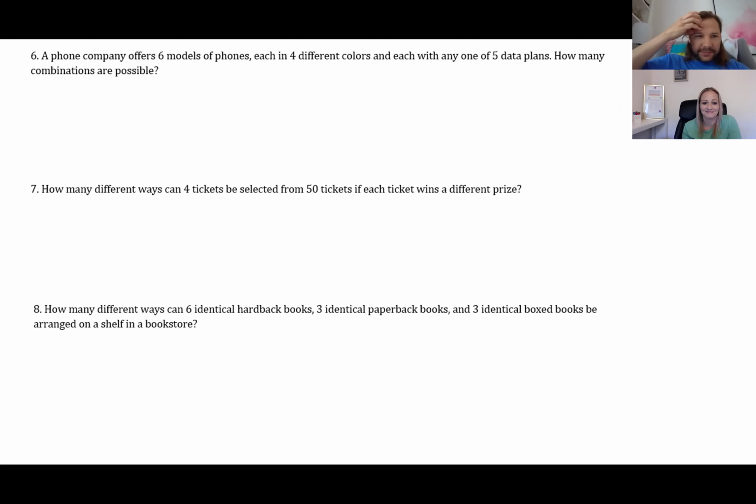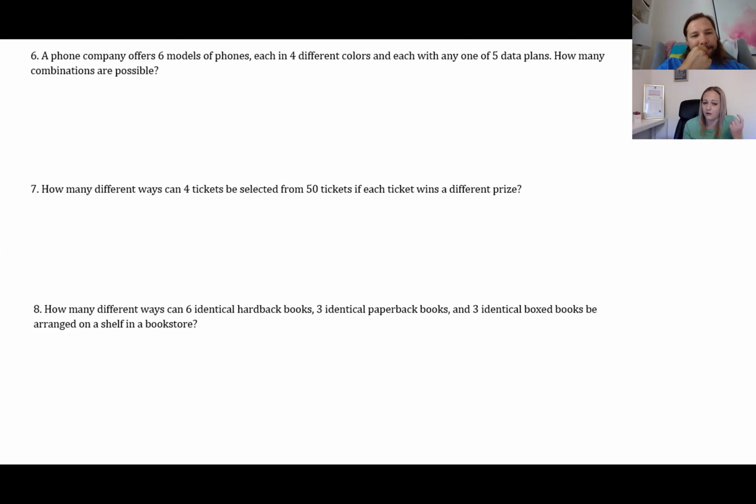All right. You want to do 6? Sure. So it says a phone company offers 6 models of phones, each in 4 different colors and each with any one of 5 data plans. How many combinations are possible? Okay, so I've got 6 different phones, 4 different colors, 5 different data plans, and I have to choose one from each one of those.